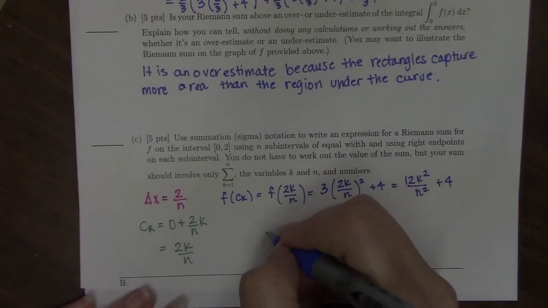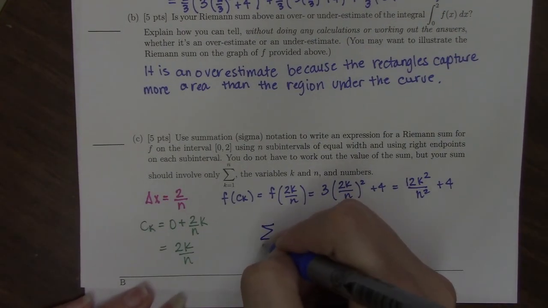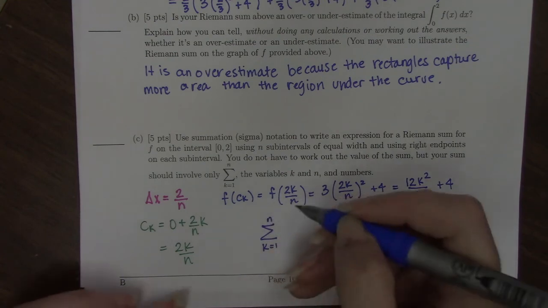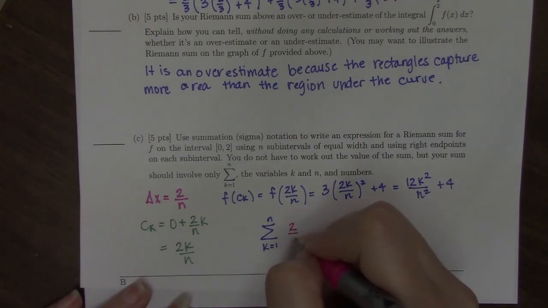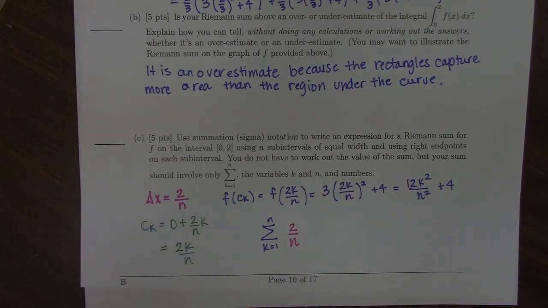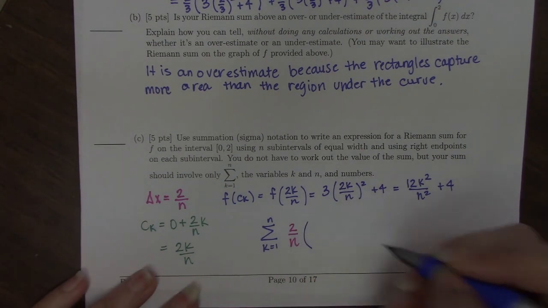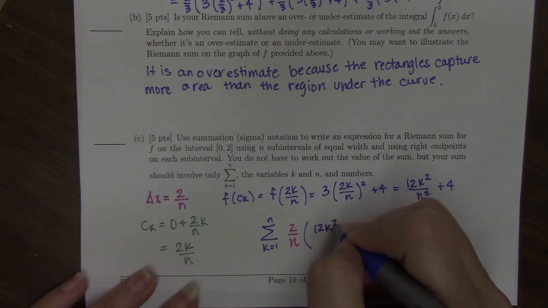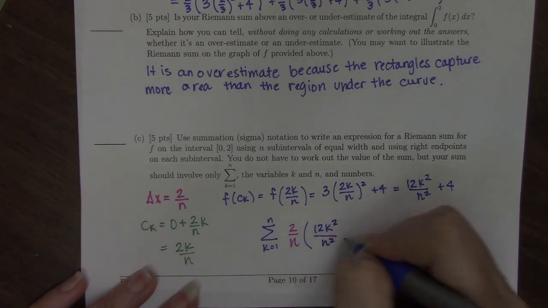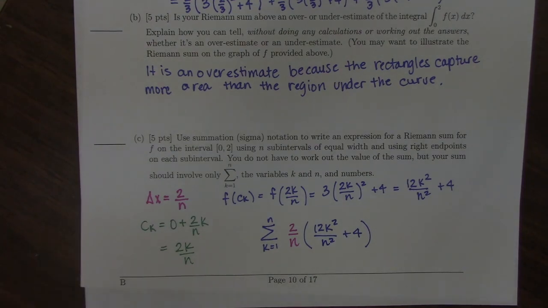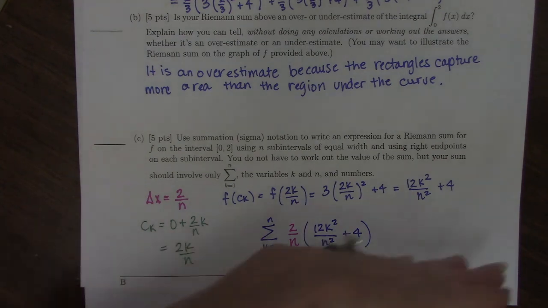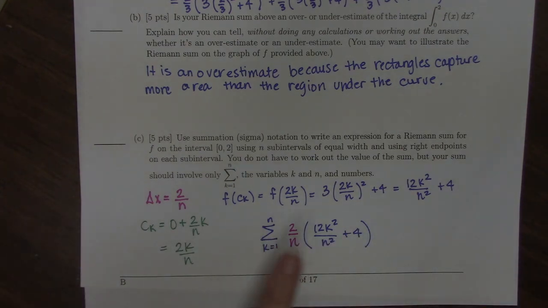So my Riemann sum is going to be the sum from k equals 1 to n of my width of 2 over n times my height of 12k squared over n squared plus 4. If you want to distribute it out, you can, but you don't have to, because if you were going to complete the Riemann sum, you would probably factor that out and then simplify from there. But you can stop right here.